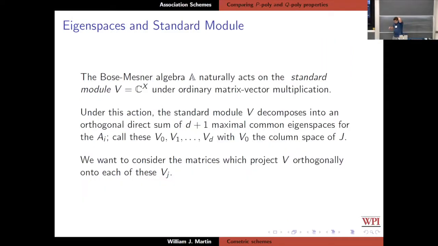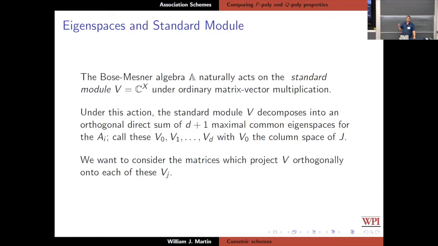So the standard module is the set of all complex valued functions on the vertex set X, and the Bose-Mesner algebra acts naturally on that by matrix-vector product. Since the A_i's are symmetric matrices and they pairwise commute, we have an orthogonal decomposition into maximal common eigenspaces. If one of the A_i's generates the association scheme, such as a distance regular graph, these are just the eigenspaces of that graph. But for some association schemes, no one of the A_i's generates the entire algebra, so you have to find the maximal common eigenspaces.